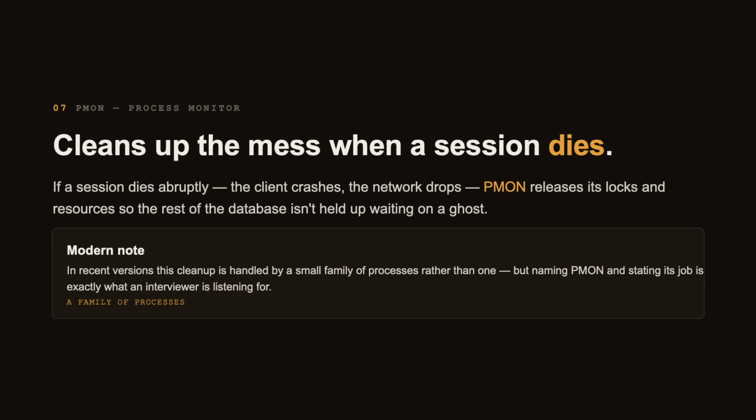Fifth, PMON, the process monitor. Sessions don't always disconnect politely. A client crashes, a laptop lid slams shut, the network drops, and now there's a dead session still holding locks and resources. PMON is the cleanup crew for exactly that. When a user process fails, PMON releases its locks and frees its resources so the rest of the database isn't stuck waiting on a session that's never coming back.